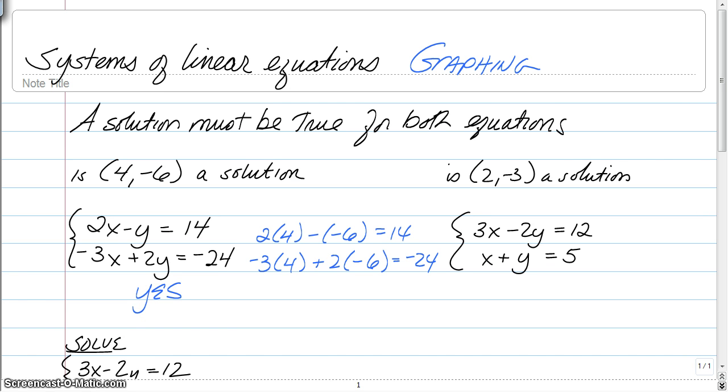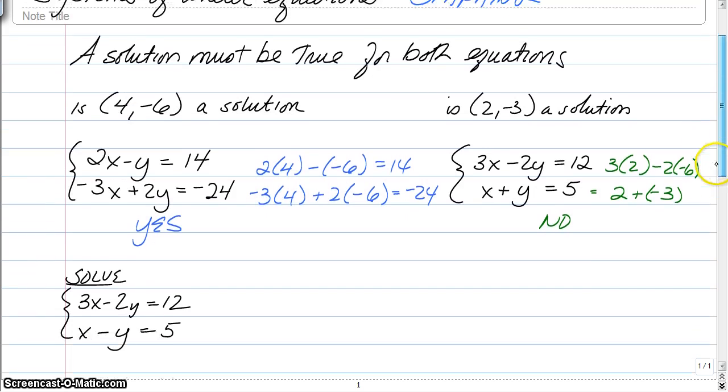Now, pause really quick. Try the next example. Is 2 comma -3 a solution to the next one? And if you said no, you'd be correct, because if you substitute into the first one, you're going to get a true statement. That's going to give you 12. But if you substitute it into the second one, you're going to get 2 plus a -3, which is not 5. It's -1. So this is no. It must work for both to be yes.